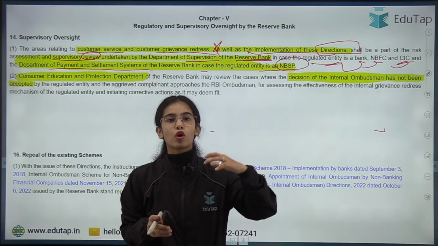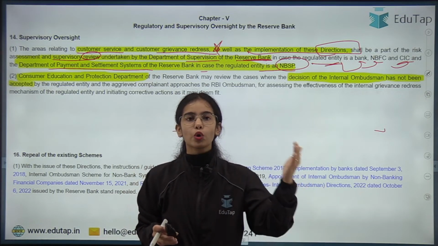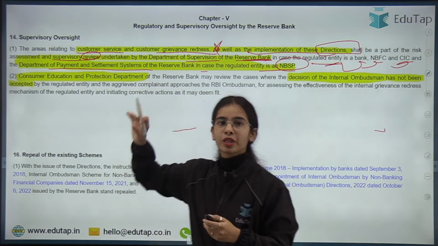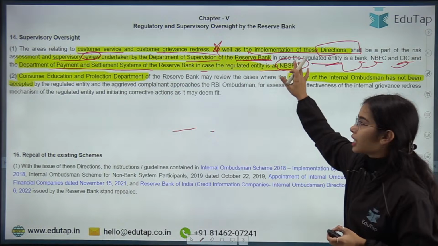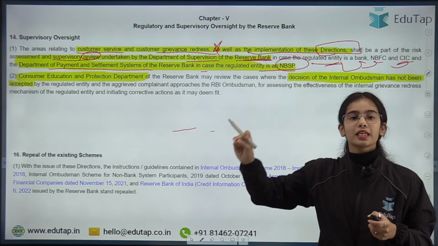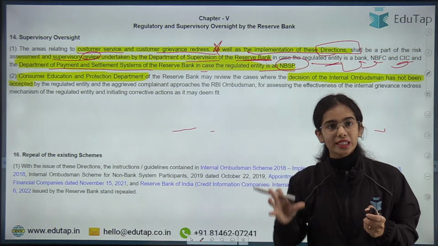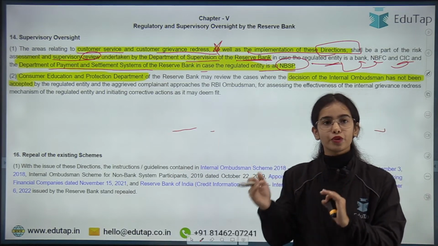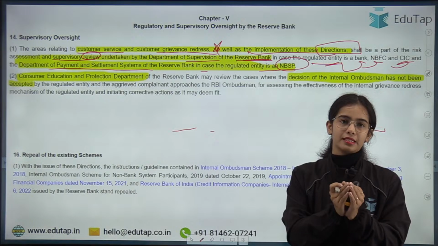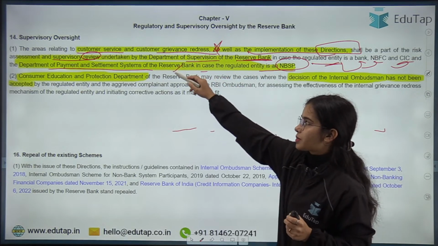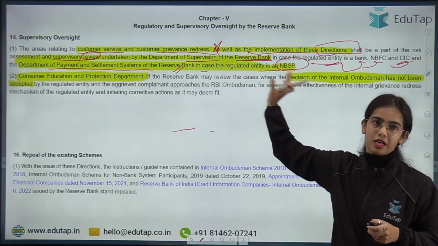Okay, so whether the master direction is being followed or not by the banks, NBFC and CIC, the Department of Supervision of the RBI will look after it, and whether the NBSP, that is the non-banking system participants, are following the guidelines or not will be reviewed by the Payment and Settlement Systems, that is PSS, department of the RBI. Okay.